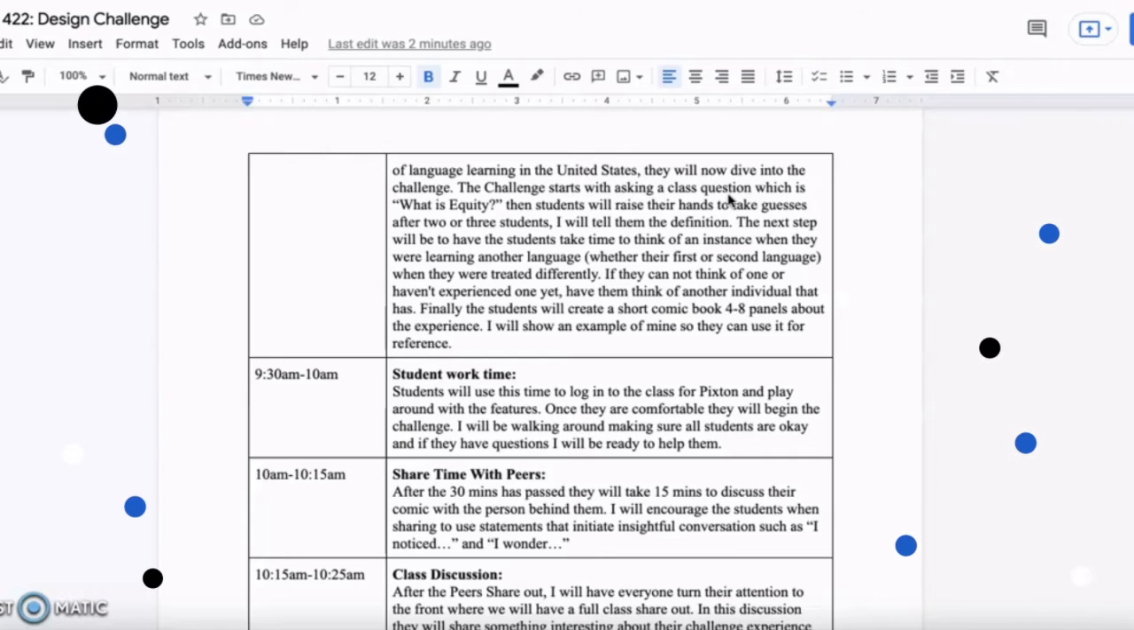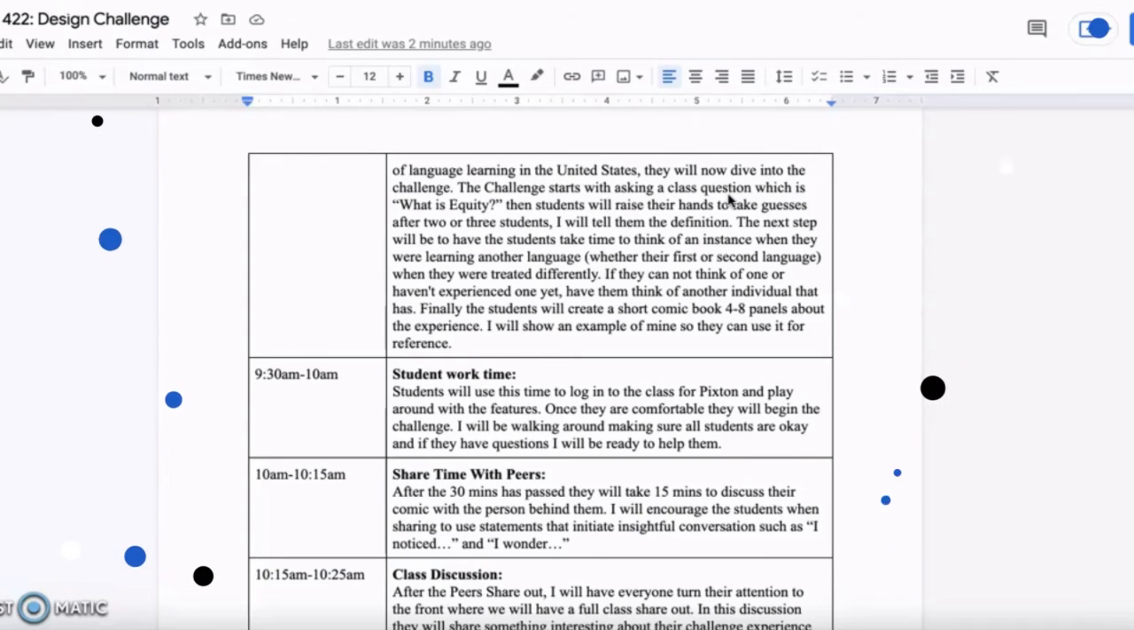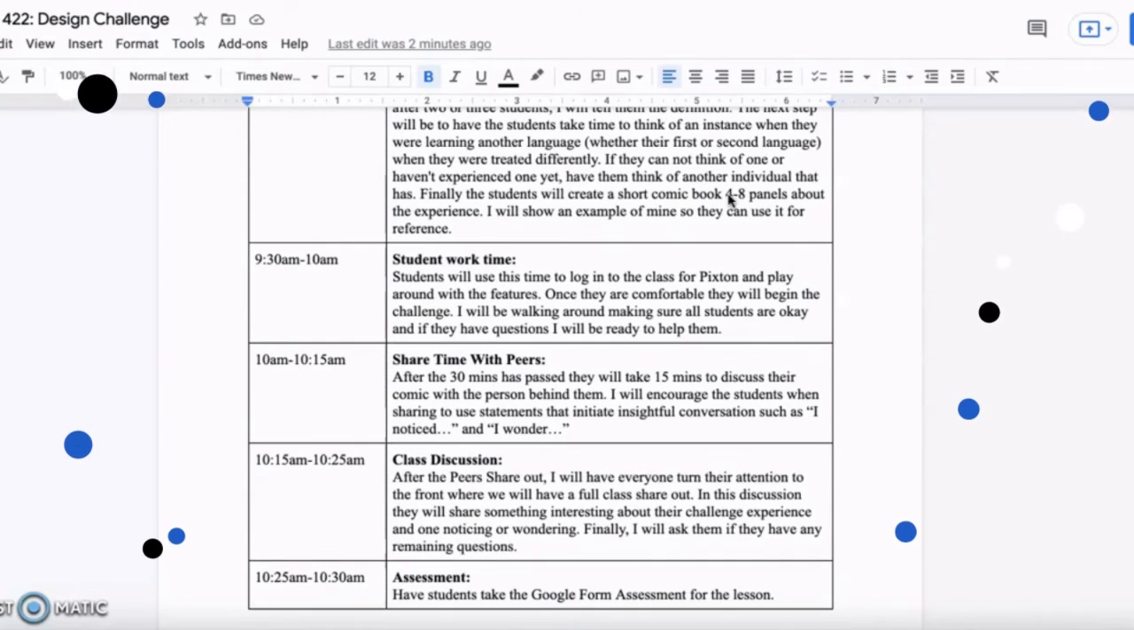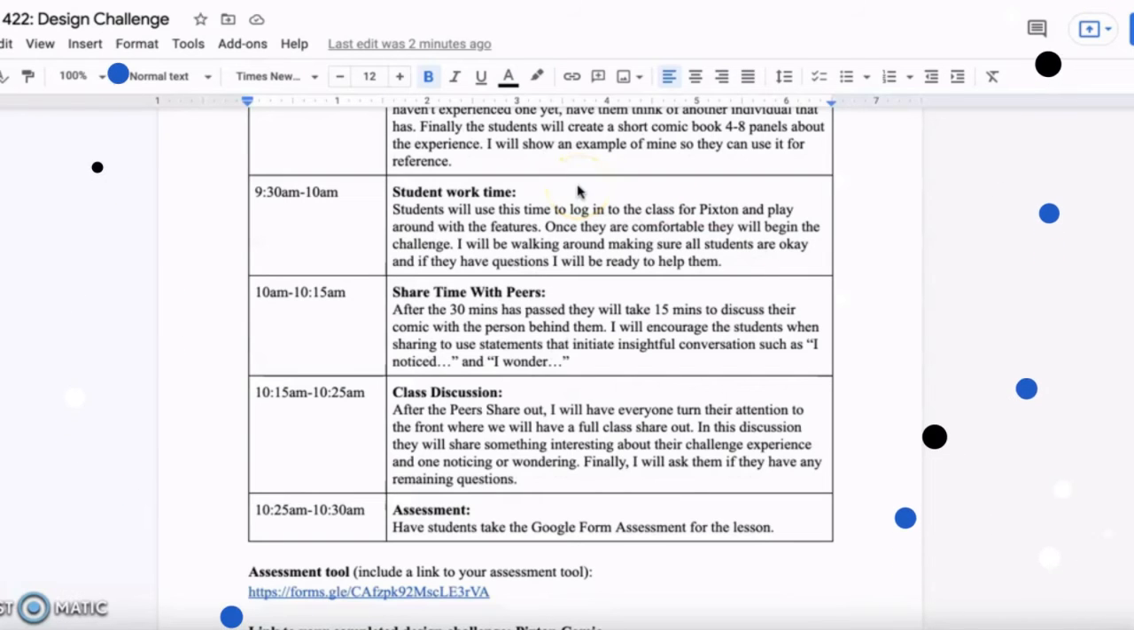And the next step, we'll have them take time to think of an instance where language learning was a struggle for them or someone they knew. And then they will create a 4 to 8 panel comic about the experience, in which I will show mine for reference. Student work time will be for 30 minutes.